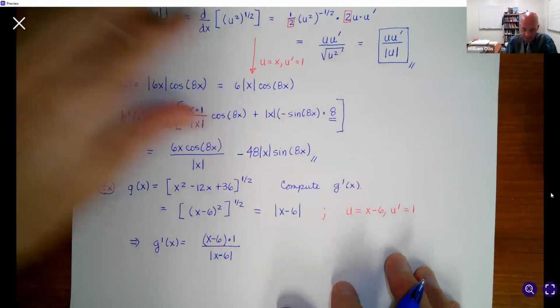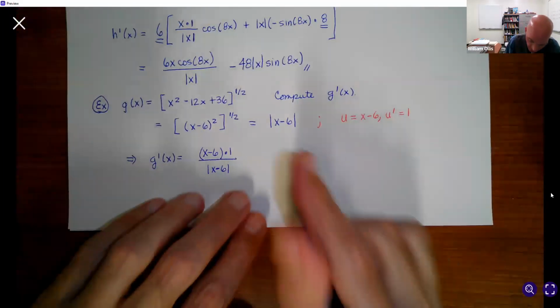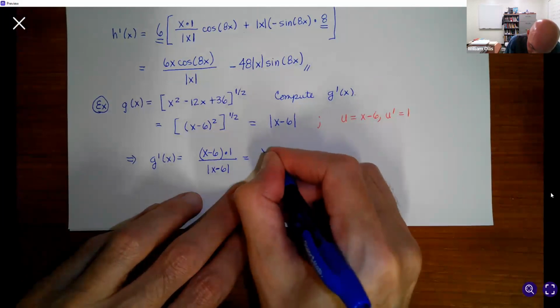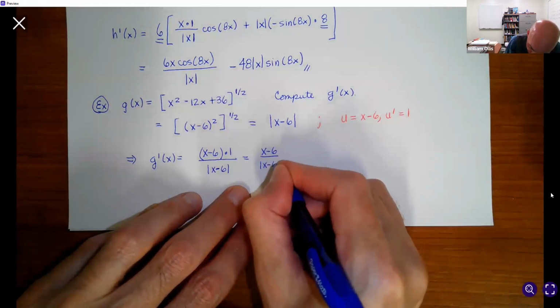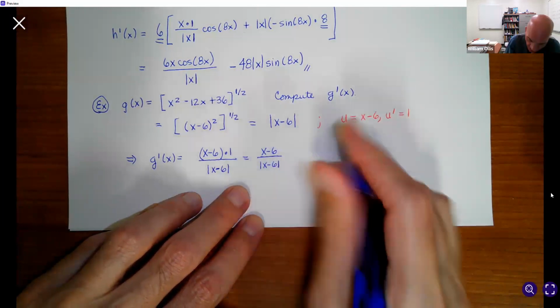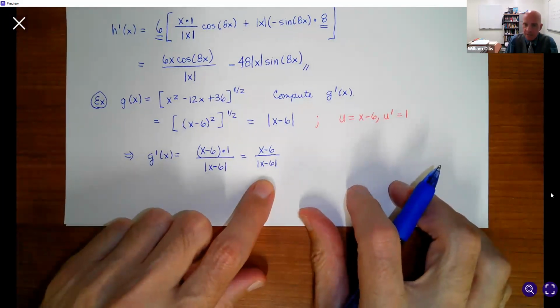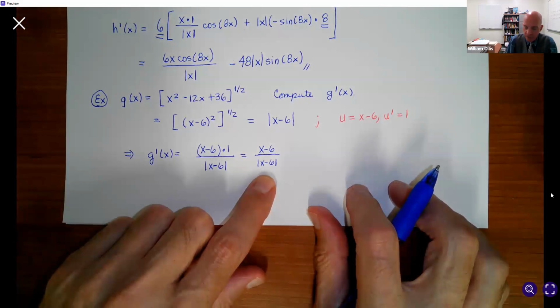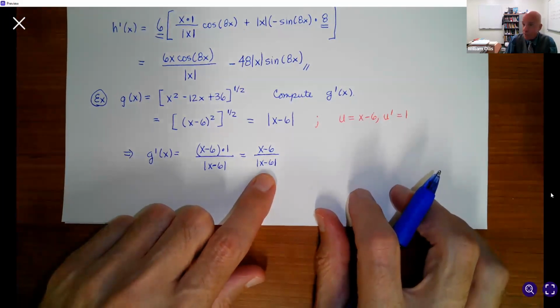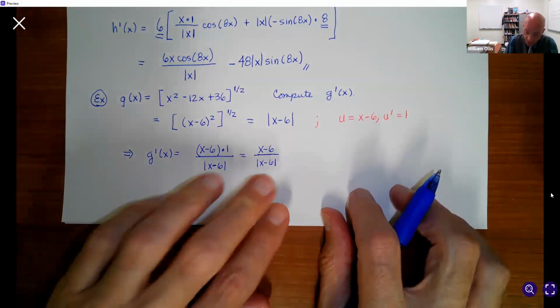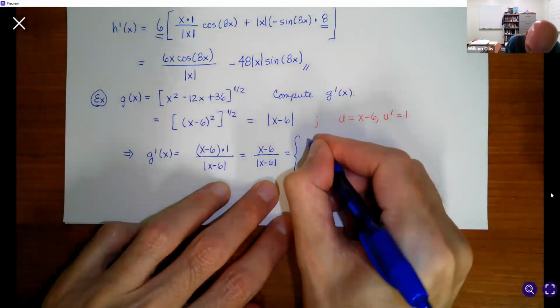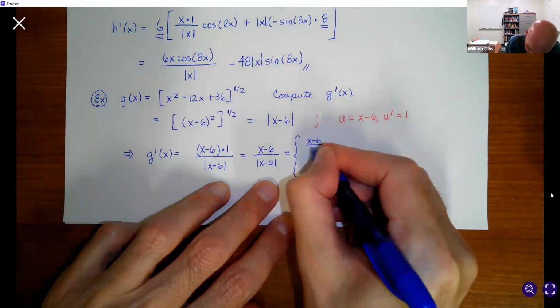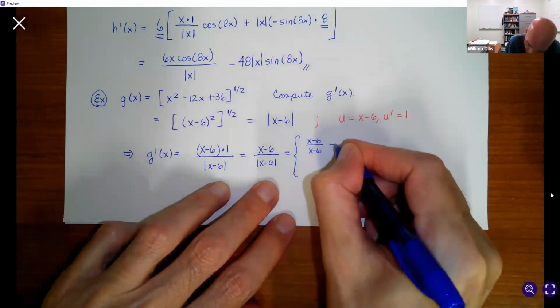So we just basically have this. That's it. So if you like, this is just x minus 6 divided by the absolute value of x minus 6. Now, of course, we can simplify this. This is just an identity because it's 1 where it's defined, or -1, right? So we'll get x minus 6 divided by x minus 6, which equals 1.